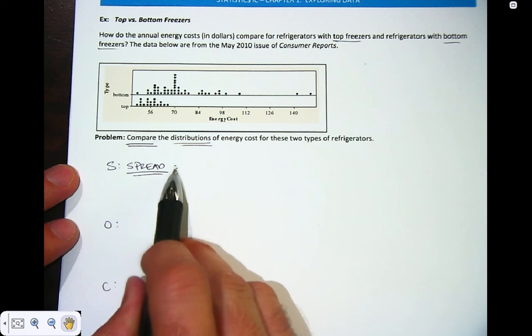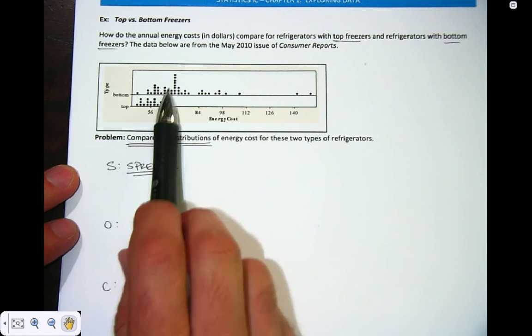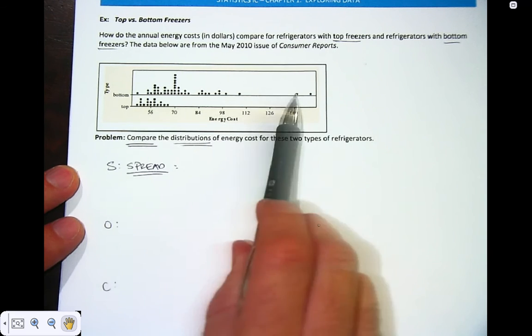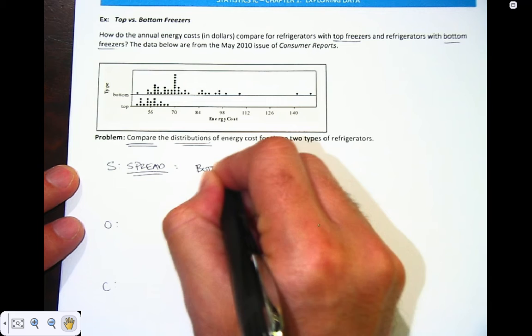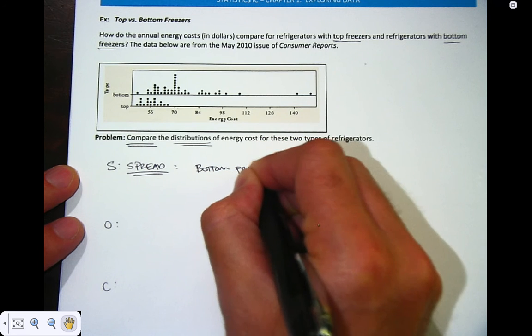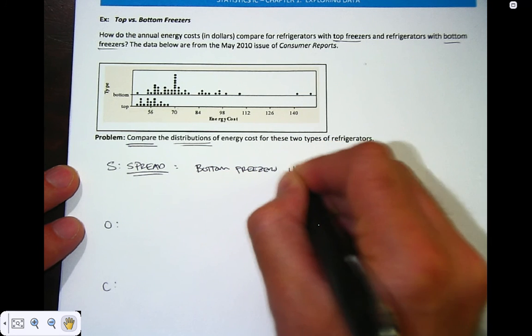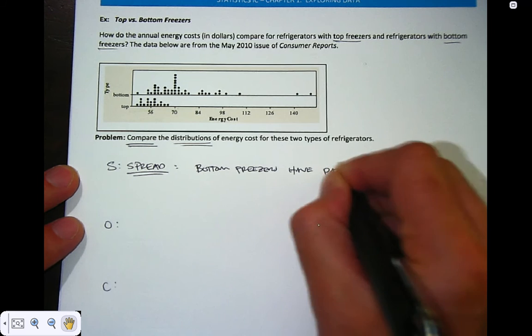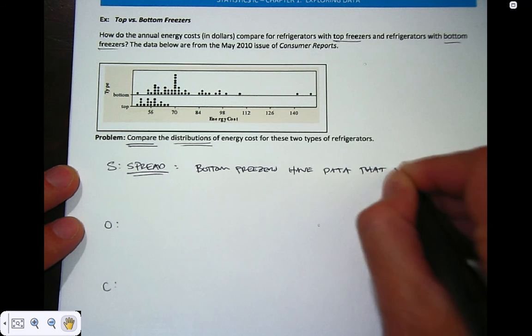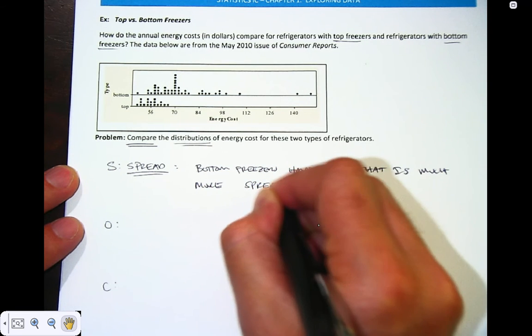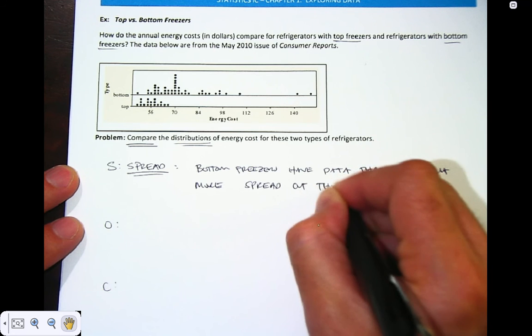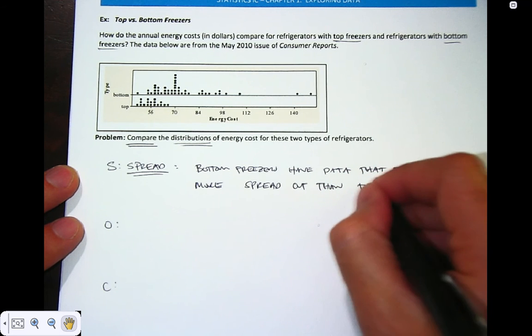And all you want to do is use comparison words to compare the difference. Well, what's obviously different about bottom freezers versus top? You would say bottom freezers have data that is much more spread out than top freezers.